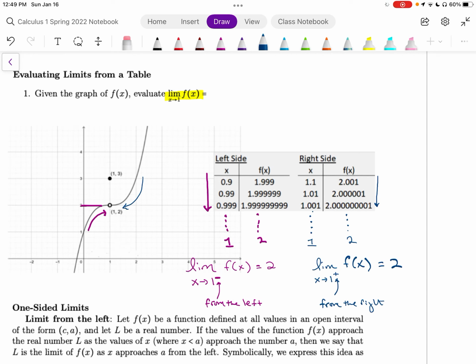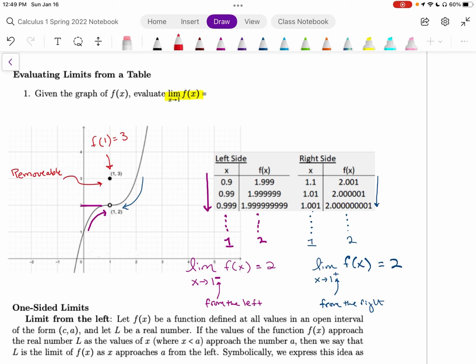I want to make clear here, though, that I'm going to change the color so it's very clear that I'm talking about something different. f of 1 equals 3. That's the actual value. If you plugged 1 into the function, you would get 3. But this is a removable discontinuity. Okay, so this one is called a removable discontinuity.